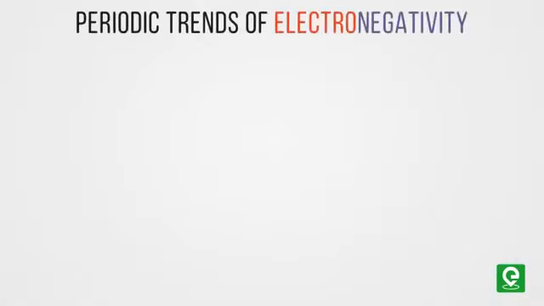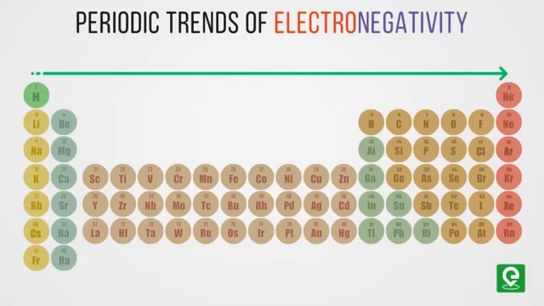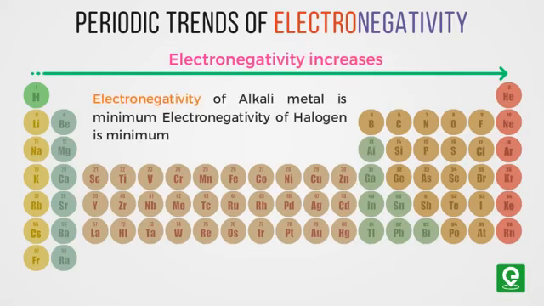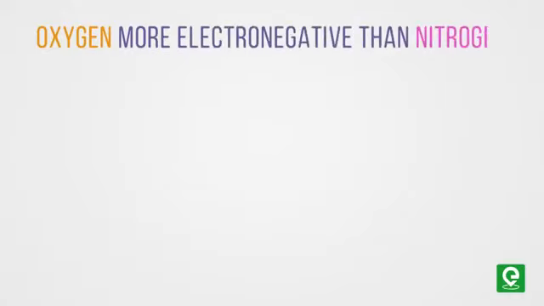Now let's learn about the periodic trends of electronegativity. Atomic size decreases on going from left to right in a period, therefore electronegativity increases. In a period, the electronegativity value of a halogen is maximum, while the electronegativity value of an alkali metal is minimum. For example, oxygen is more electronegative than nitrogen.